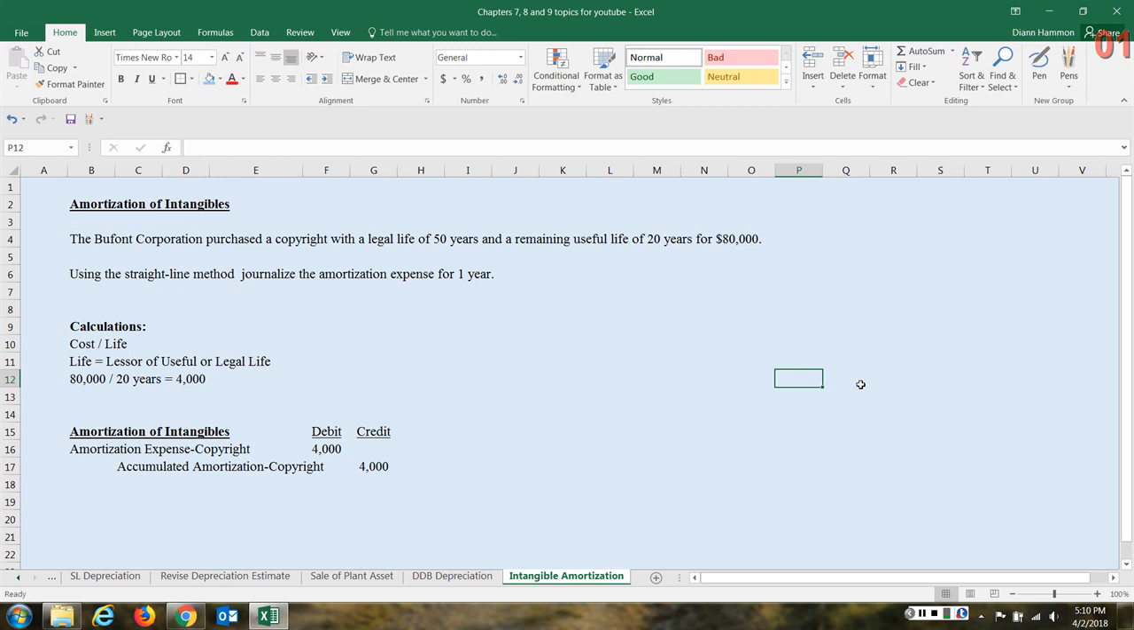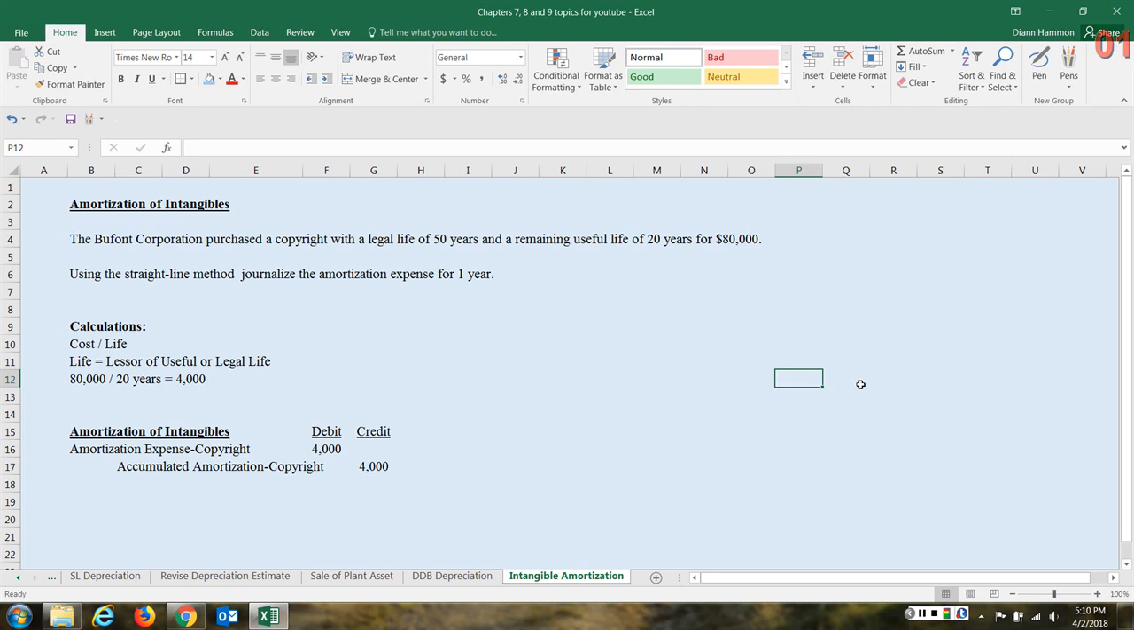So the formula is very simple. It's the cost divided by the life. The life is considered whichever is the least amount, the lesser of either the useful or the legal life. You pick the smallest one, that's the one you use. So in this case, we had a legal life of 50 years. We had a useful life of 20 years. So 20 years would obviously be the lesser or the smaller number. That's the one we'll use.